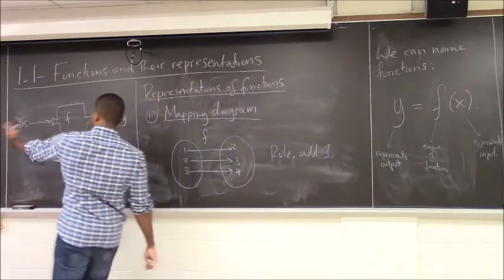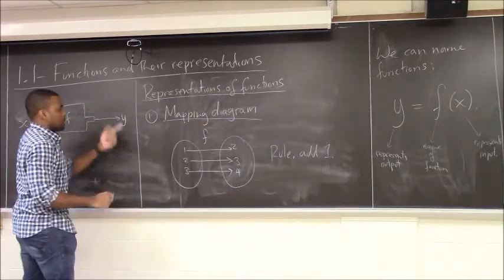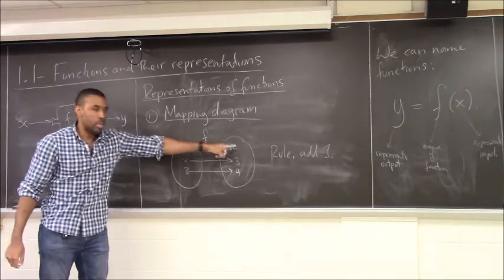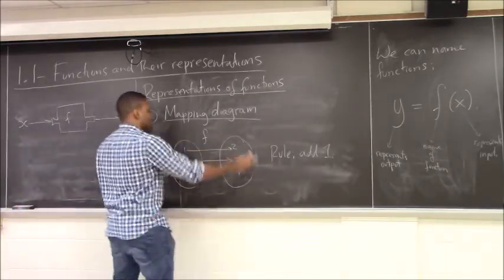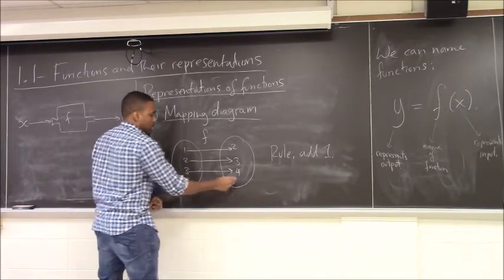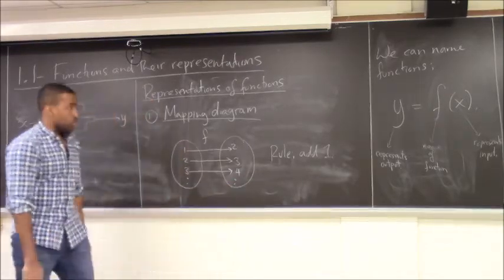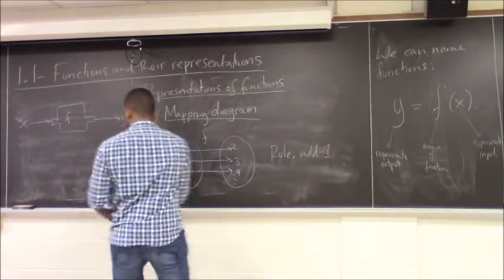Okay? So I plug something in, it adds 1 to it, it spits something out. So if I plug in 1, the output is 2. Plug in 2, the output is 3. Plug in 3, the output is 4. And I can represent it by literally drawing this picture. And it can go on and on. So that's one way to represent a function, by drawing a mapping diagram.